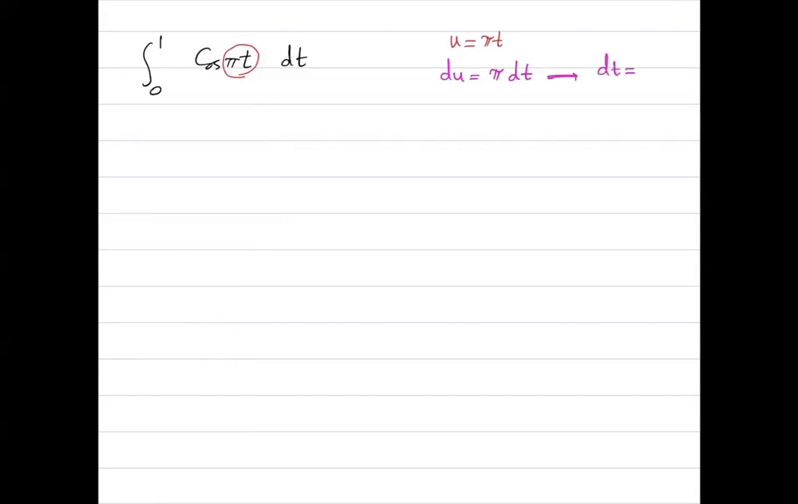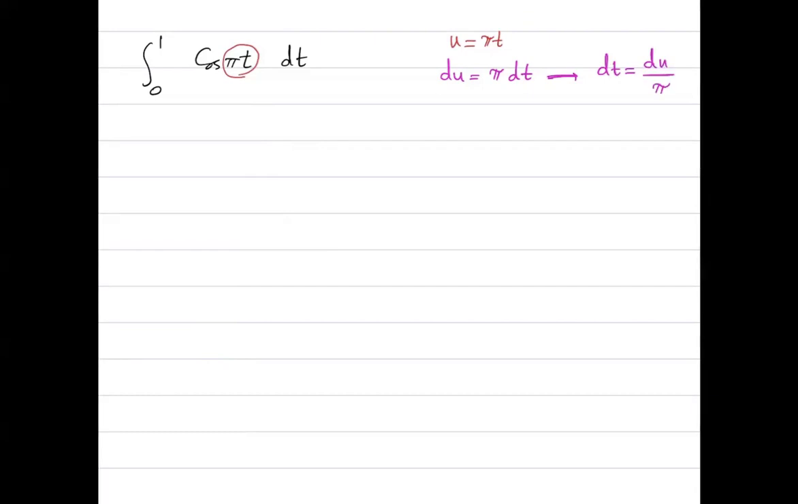Suppose we want to calculate the definite integral from 0 to 1 of cosine of pi t dt. First of all, let us calculate this integral. We're going to apply the method of u-substitution. Let u be pi times t. So du is equal to pi dt. So in turn, dt can be written as du over pi.